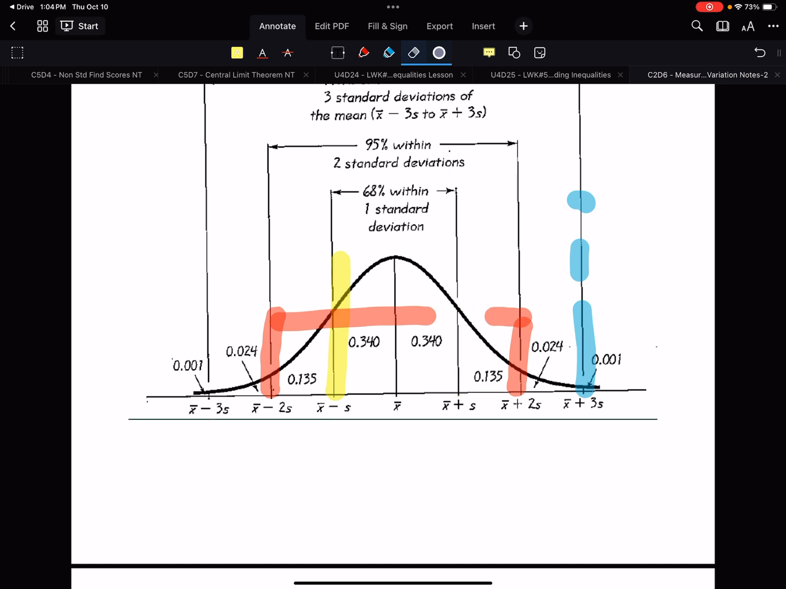I'm just going to erase this here. I'm going to draw this on this page, kind of help me out. So we have a scenario. The IQ scores of American adults are normally distributed with a mean of 100. So our mean in this situation is 100. And what we're told is the standard deviation is 15.